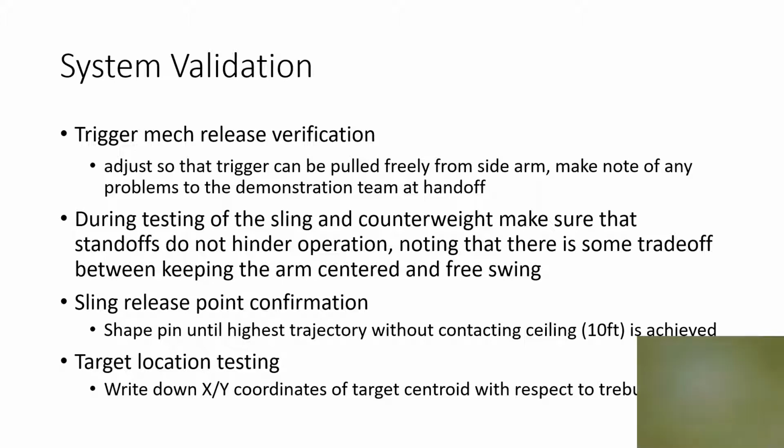So making sure that the trigger mech released smoothly, making sure that as the sling pulled through, it wasn't contacting anything, and that it was releasing at the right point. And that led us to basically doing some iteration to make sure that we were getting optimal results from what we could with the product as it was defined at that point in time.